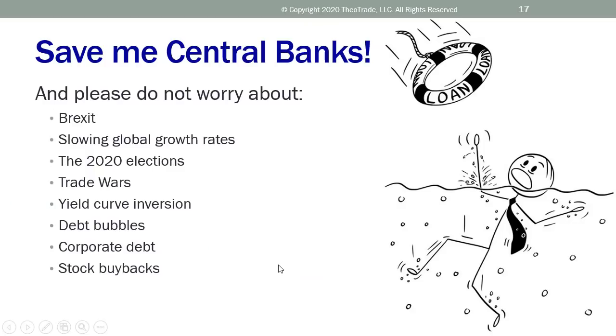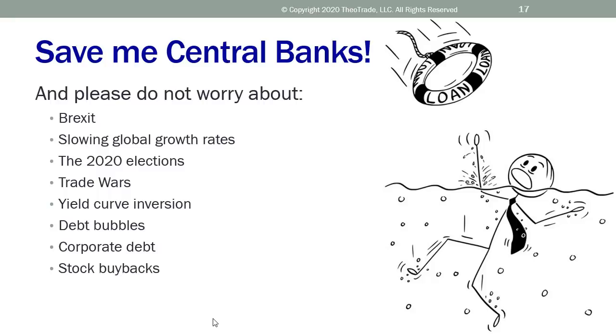Save me, central banks. Please, don't worry about Brexit. Don't worry about slowing global growth rates. Now, if you're not privy to the understanding of slowing global growth rates, China last night announced their exports are absolutely rock bottom. The 2020 elections, of course, coming. Trade wars, by the way, that whole debate's not over at all. We actually just sparked another trade war with Europe literally today. There's a possibility of yield curve inversion, debt bubbles, corporate debt, stock buybacks, and more.